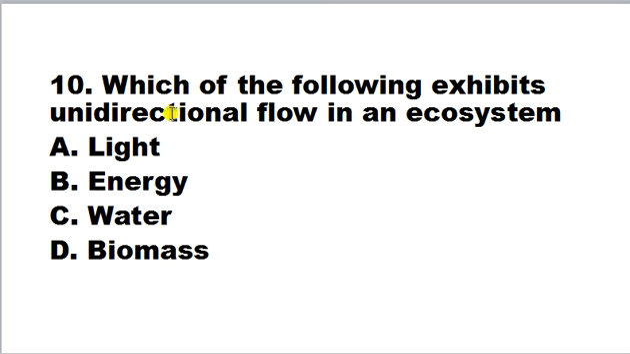Which of the following exhibits unidirectional flow in an ecosystem? Light, energy, water, biomass. Unidirectional flow means flow in one direction. So what exhibits unidirectional flow in an ecosystem? Energy. The energy flow in the biosphere is unidirectional. It means that energy flows in one direction only, from producer to consumer, and it does not return back to the producer. So correct answer is B.